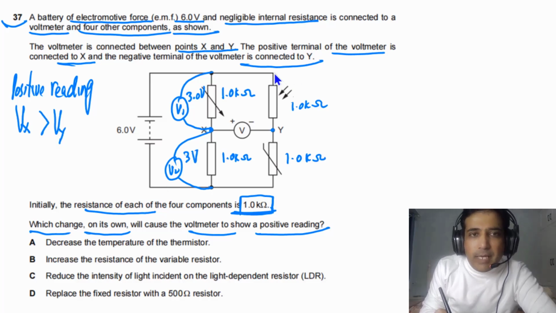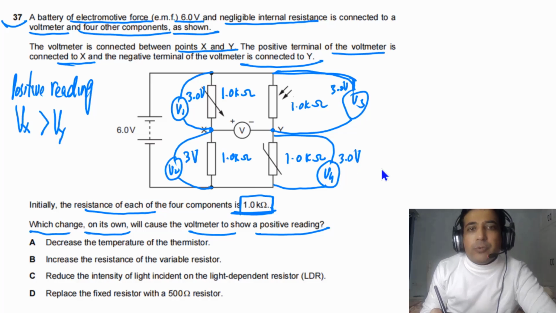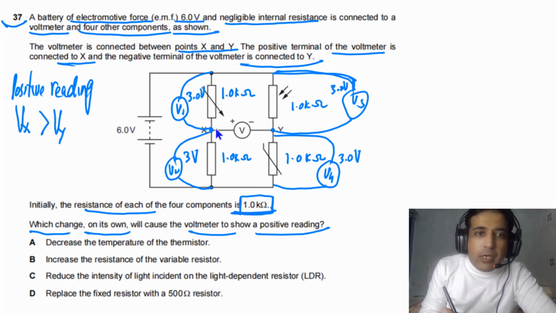And let's say we connect voltmeter V3 here. The reading on this voltmeter will be equal to 3.0 volts as well. And if we connect V4 here, the reading on this voltmeter will also be equal to 3.0 volts. Now we need to understand, we want this reading to be greater than this one.